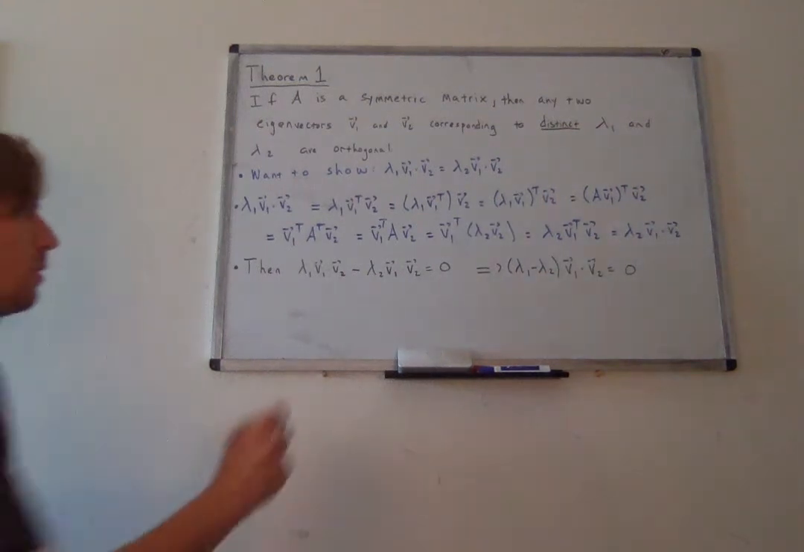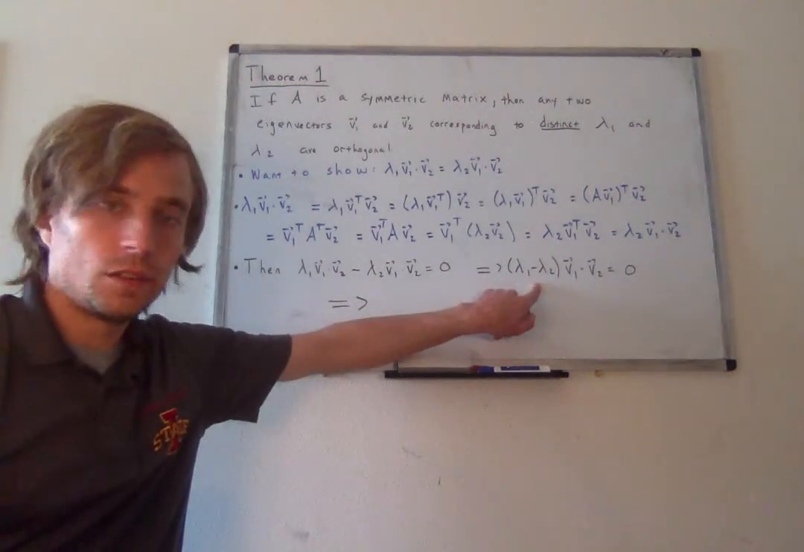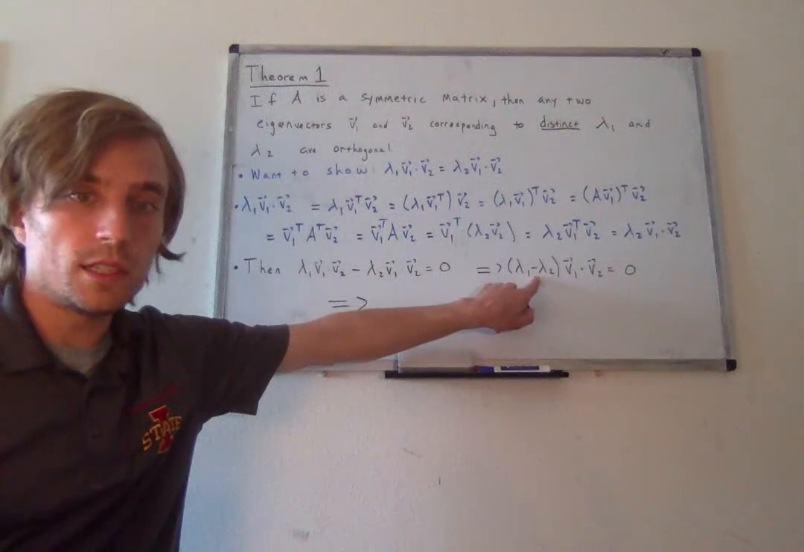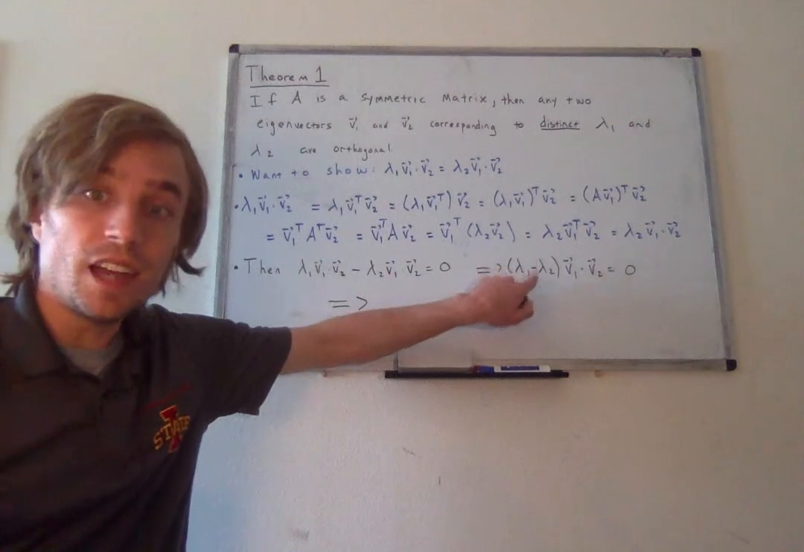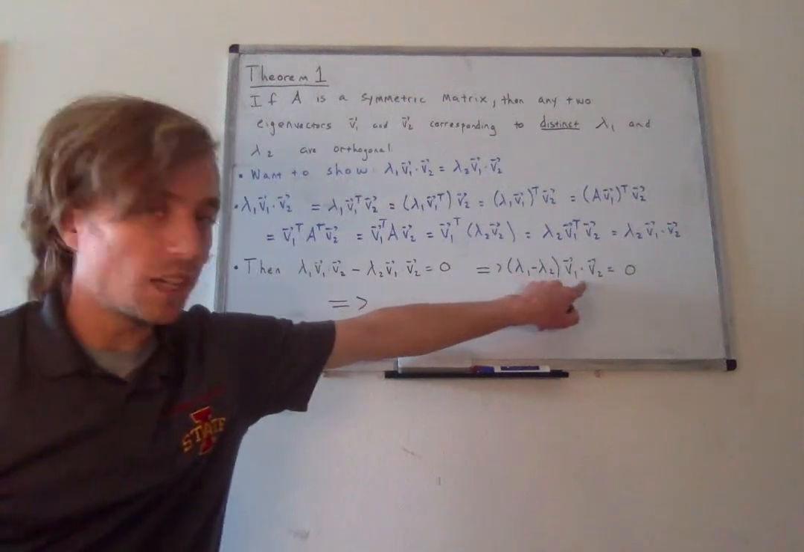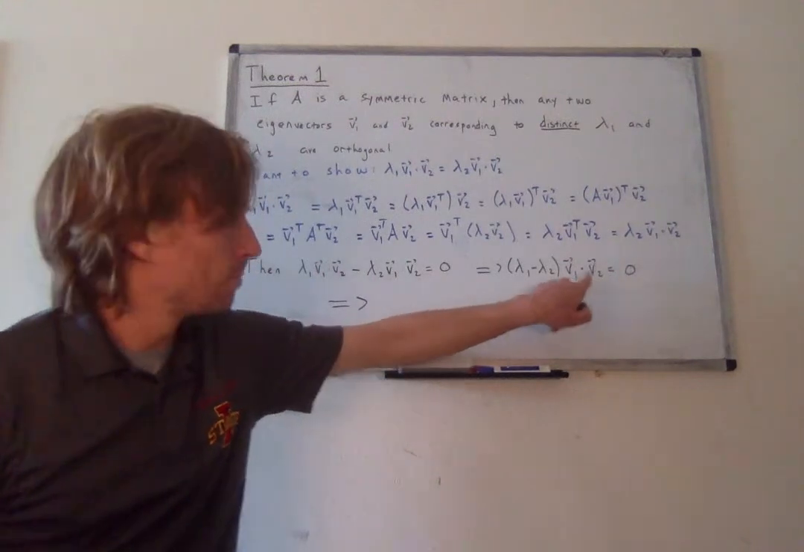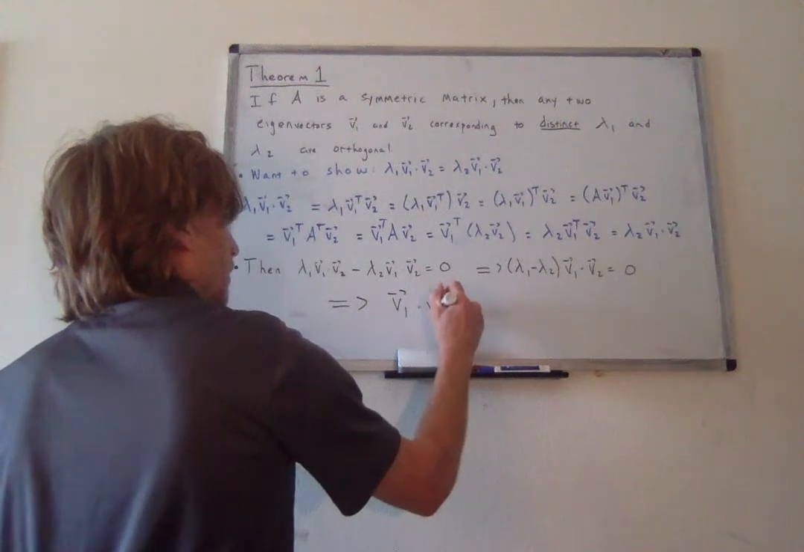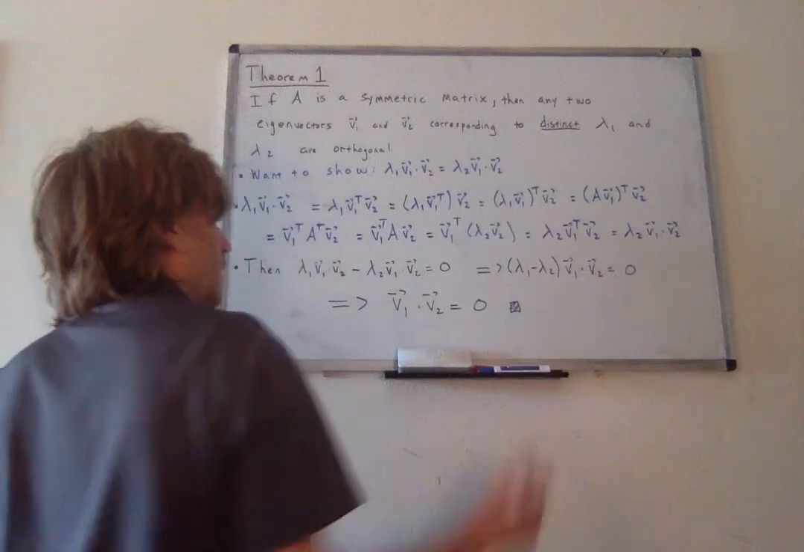But remember, lambda 1 and lambda 2 are distinct. So that means this number in the parentheses here cannot possibly equal 0. So I have something that cannot possibly equal 0 times something that I don't know the value of is equal to 0. That means this thing that I don't know the value of quite yet has to equal 0, and the proof is done.